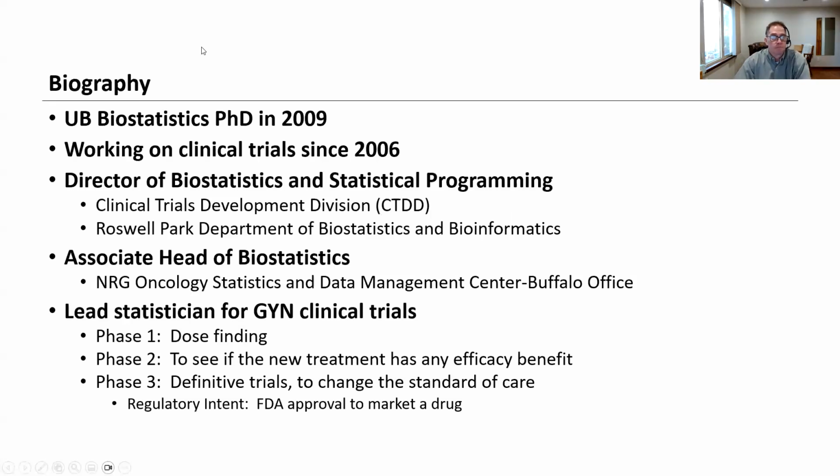A little bit about me. I got my PhD in biostatistics in 2009. I've been working in clinical trials since 2006. I started as an intern at Roswell Park. Currently, I'm the director of biostatistics and statistical programming in the Clinical Trials Development Division at the Roswell Park Department of Informatics, Biostatistics and Bioinformatics. As you know, the longer someone's title is, the less meaningful it might be.